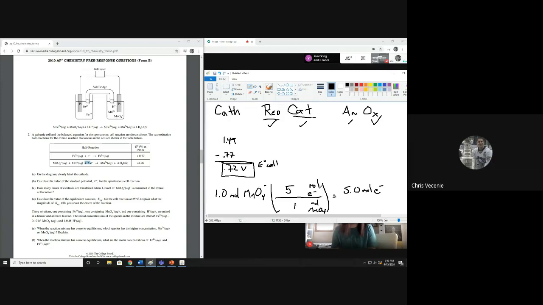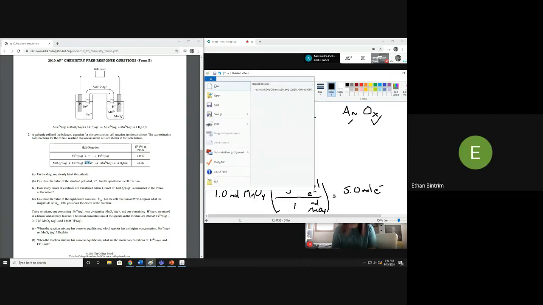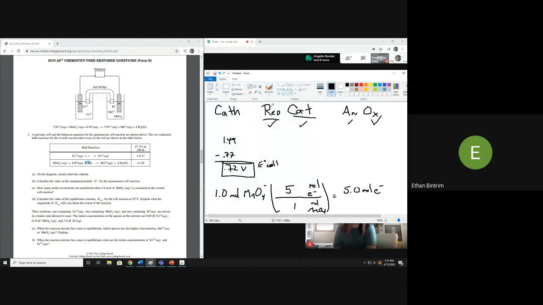And let's see. Ethan, you with us? Yeah. Any thoughts on how we can find K? We could use the equation. Yeah, right? There's an equation, right? Do you remember what that equation is? I don't remember exactly, but I remember there's an equation to get the K. There is an equation to get the K. Anybody remember what it is?